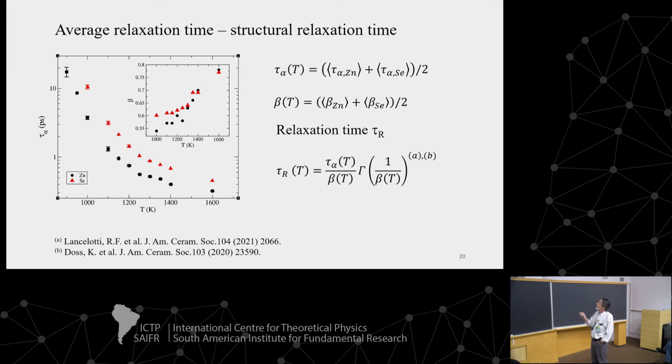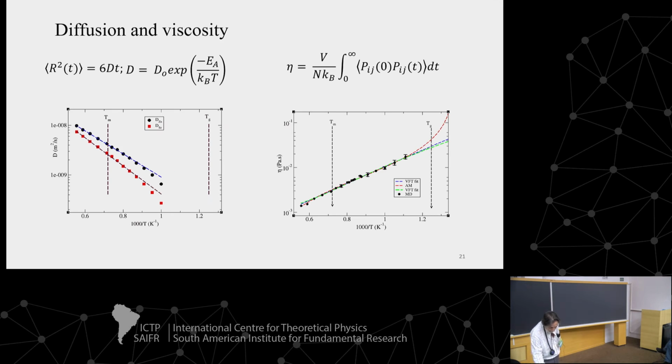Taking the tau alpha as the average for these two species, zinc and selenium, and the same for beta, and using this expression given by these people here to make the relation between the relaxation time and tau alpha, we can have extra information with the MD, with the diffusion. It's very easy for molecular dynamics to compute the mean square displacement, and you have the diffusion as a function of inverse temperature. The Arrhenius law breaks down around this temperature here, and using the Green-Kubo relation, I can compute the viscosity, and viscosity has this behavior.